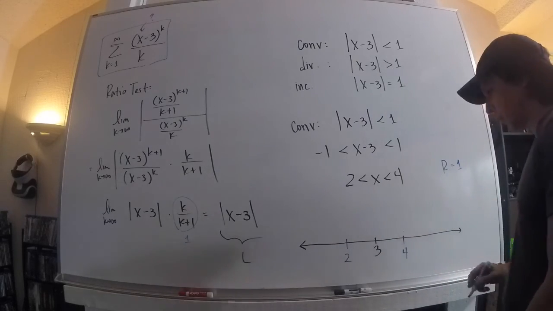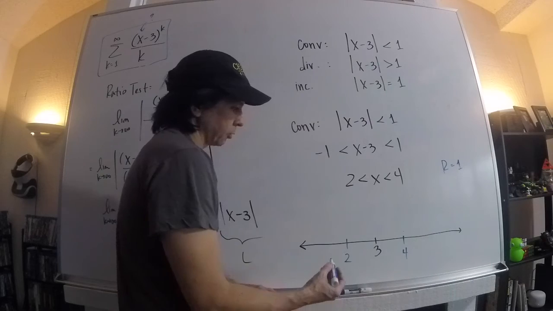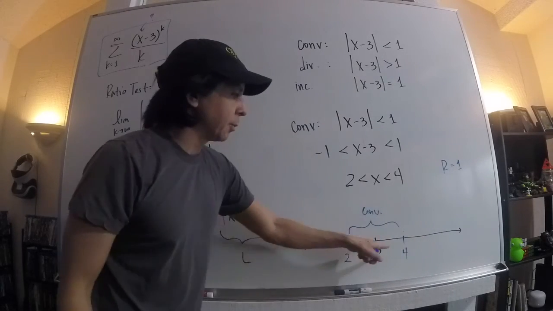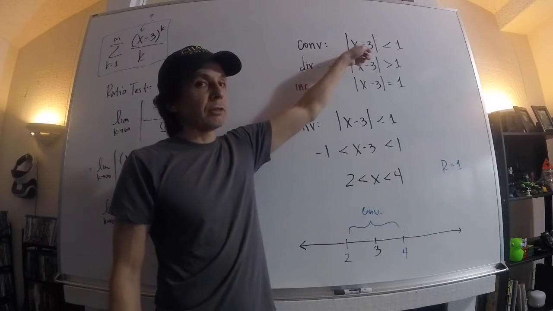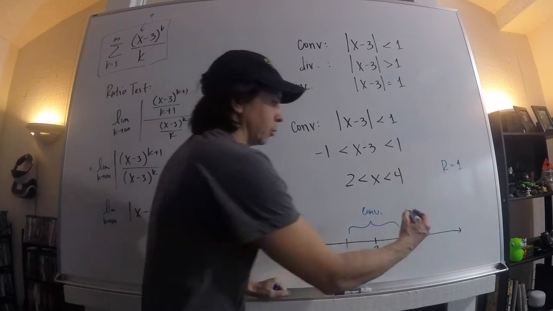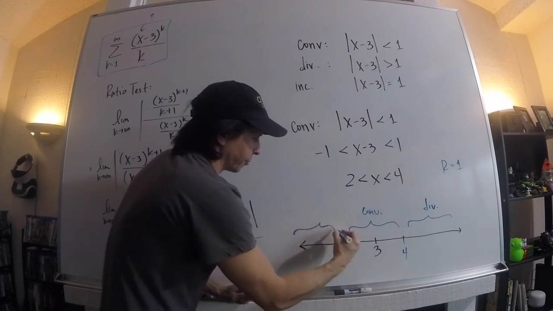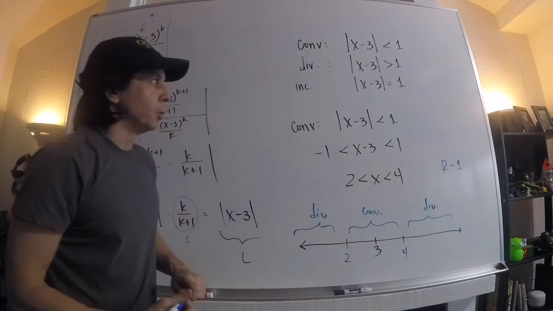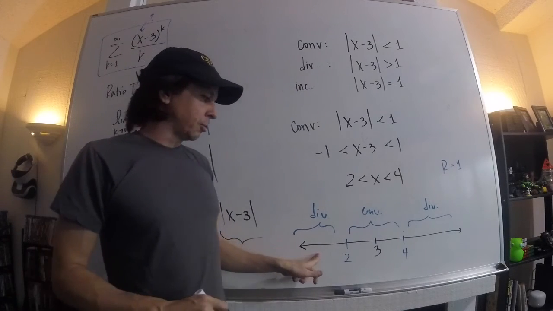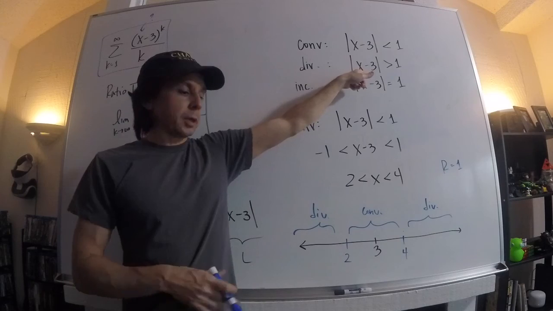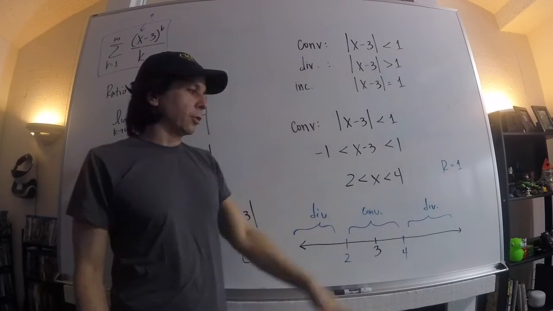However, we're not quite done, so let me summarize. It converges within there because any value within there will make that limit less than 1. It will diverge above 4 and below 2, because any of those values below 2 or above 4 will make that x minus 3 limit greater than 1. So I know it's going to diverge outside.